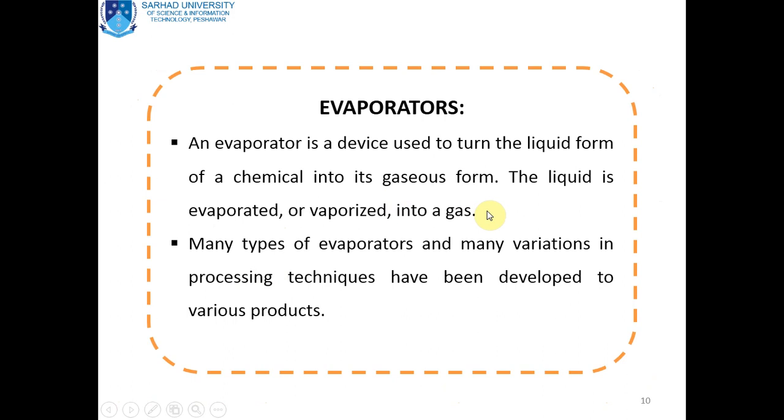What is meant by evaporators? Evaporators are devices used to turn the liquid form of a chemical into its gaseous or vapor form. The liquid is evaporated or vaporized into the gaseous state, and thereby the product is concentrated. Many types of evaporators and many variations and processing techniques have been developed for various products, depending upon the types of product to be achieved. Various types of evaporators are developed for the processing.